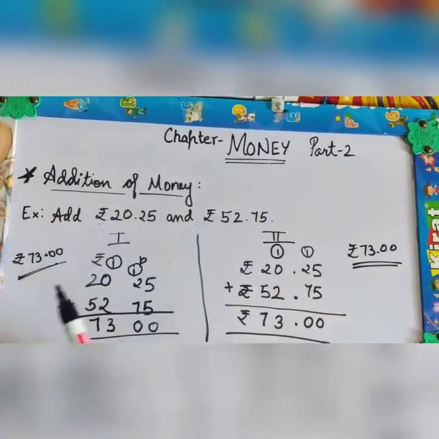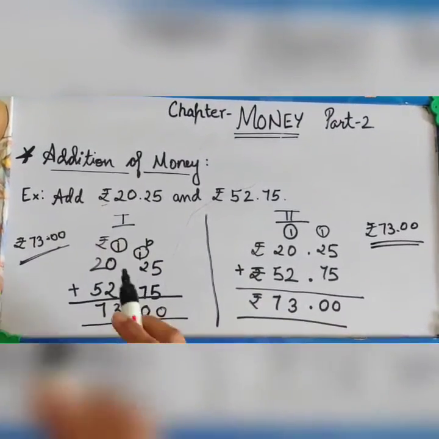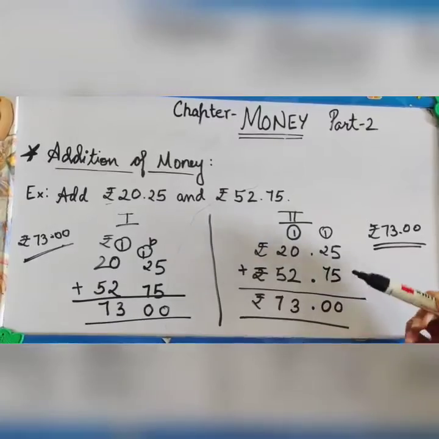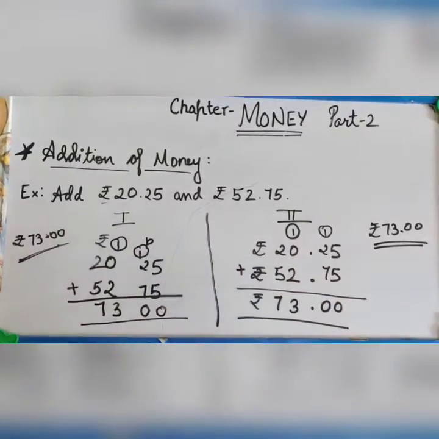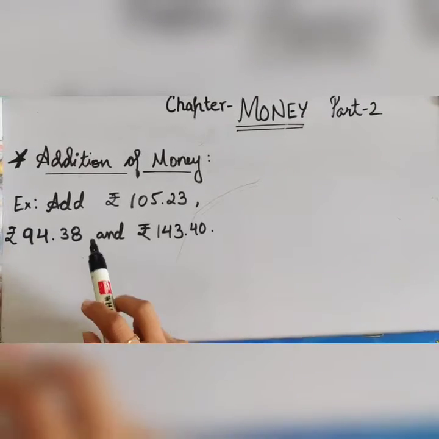See, in both the methods the answer is the same. We can use either method, the column method or simply writing the numbers below each other and adding them. Let us do one more example.